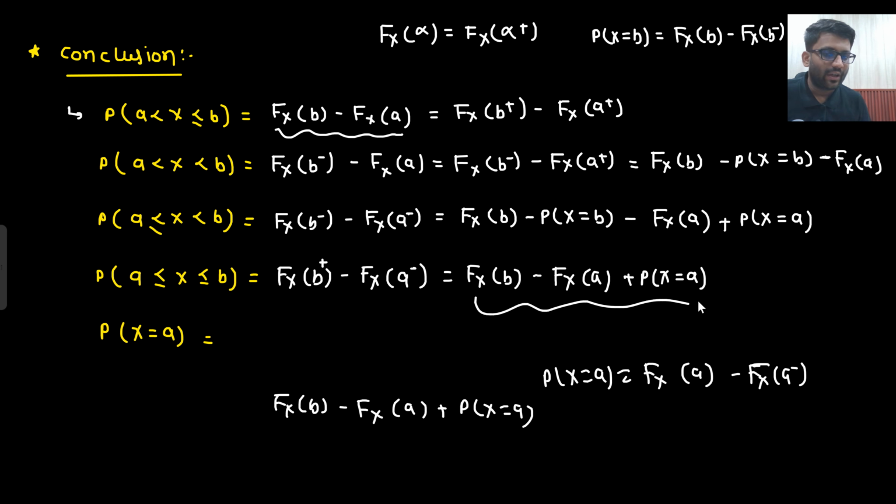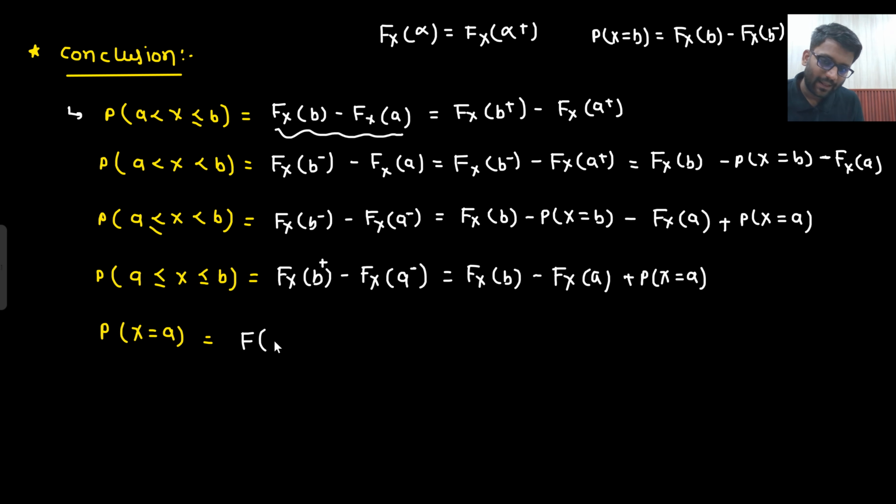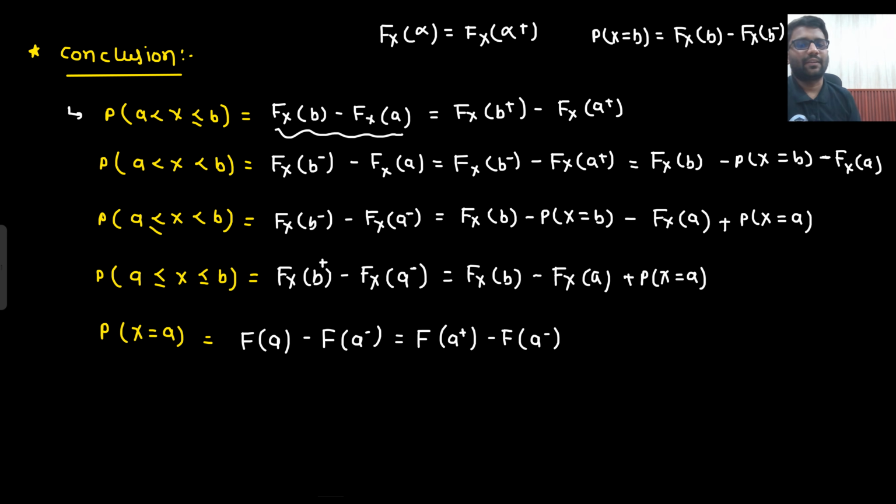So here you are using your brain. If you don't want to use your brain, then direct method also I am telling you. Is that clear to you? And what is the probability at a point? Then probability at a point is actually given as fx of a minus fx of a minus, or it could be written as fx of a plus minus fx of a minus. Is that clear to you? So these expressions are very, very important. Okay.